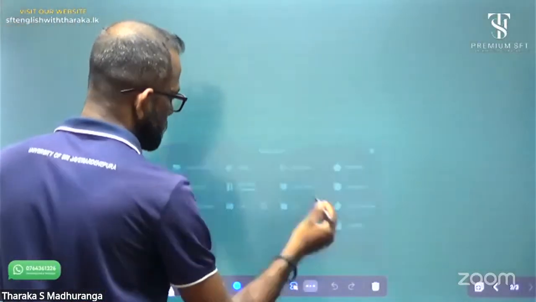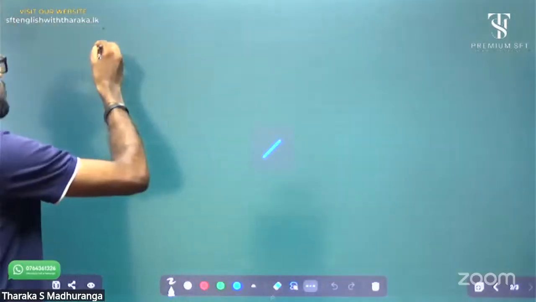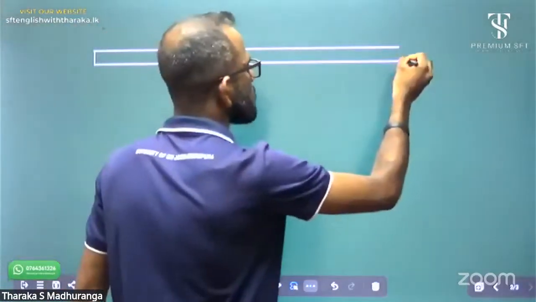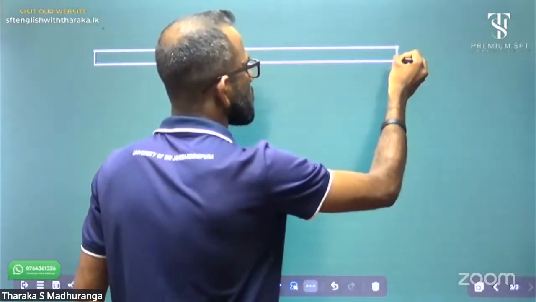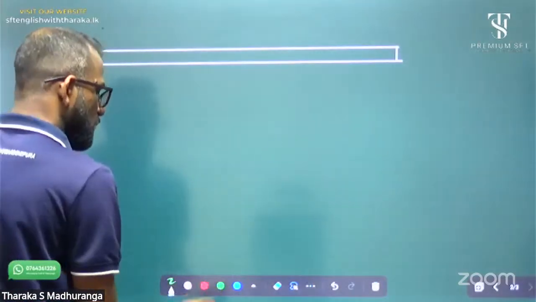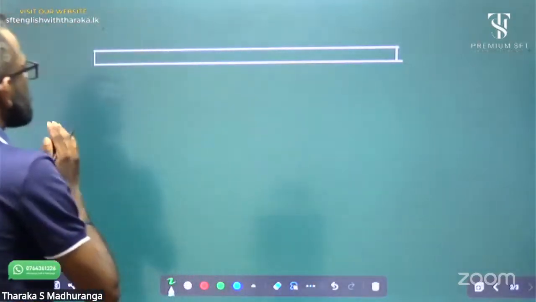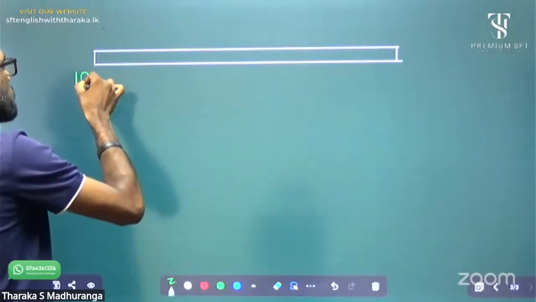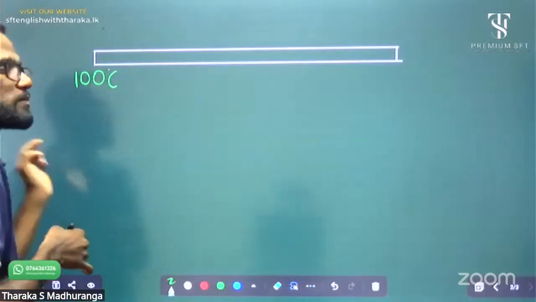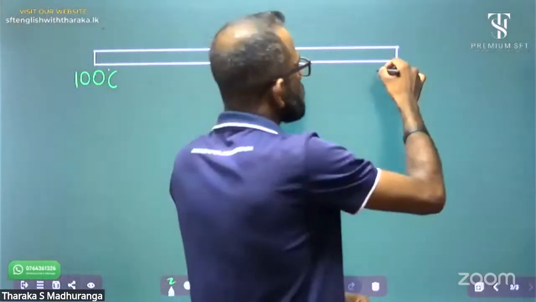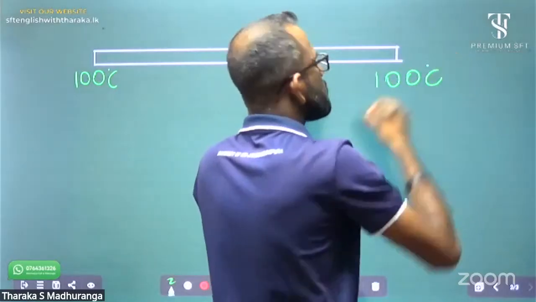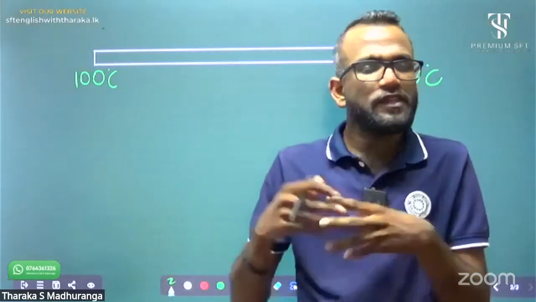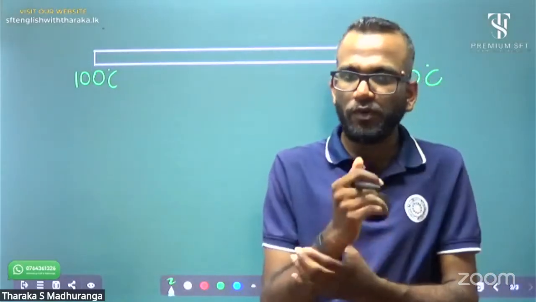Think this is a metal rod, whatever metal. The left side of this metal rod I place at 100 Celsius. The right side also I am going to place at 100 Celsius. Both are at the same temperature. Now is there any heat energy flowing through this rod?